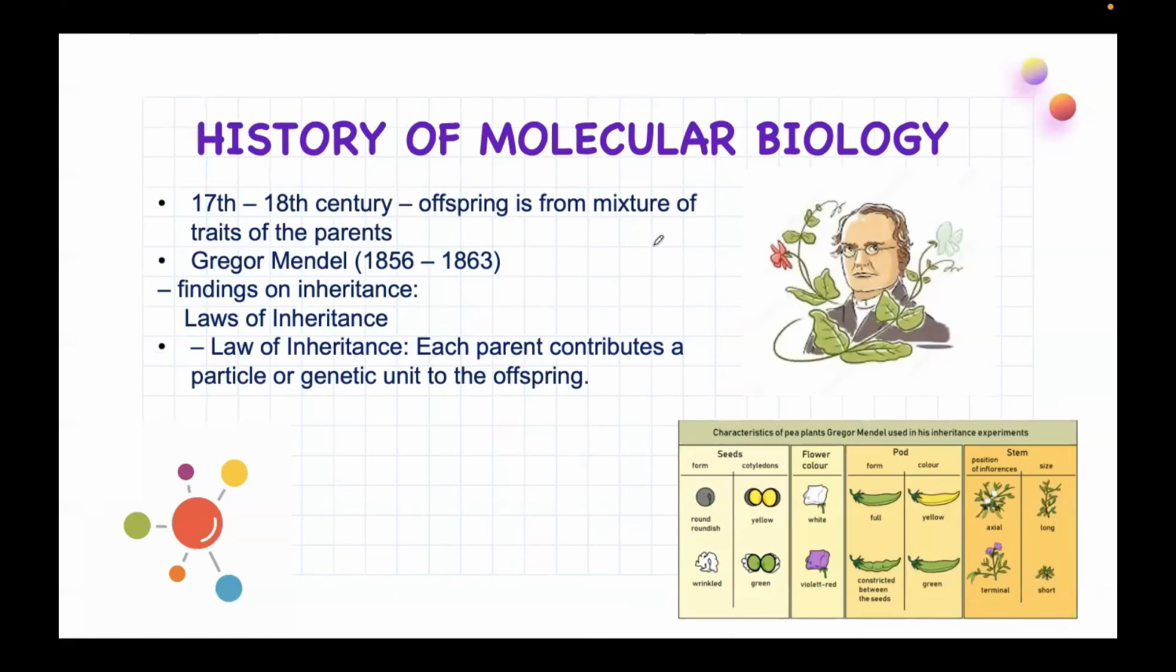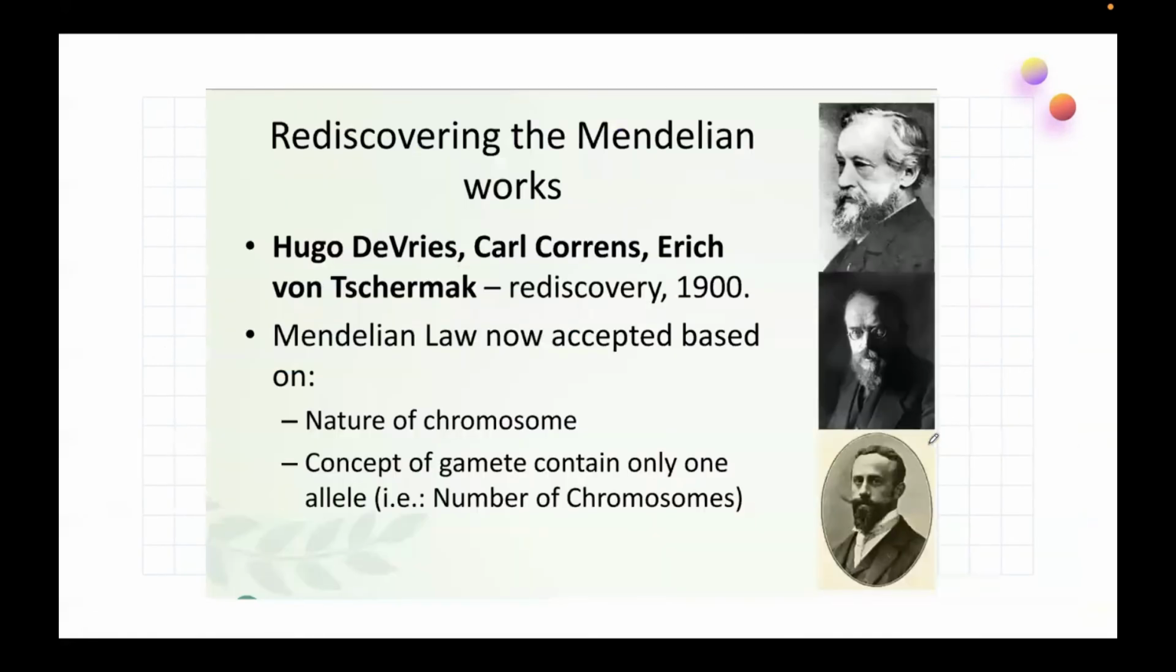During the 17th to 18th century, offspring was thought to be from a mixture of traits of the parents. It was Gregor Mendel, from 1856 to 1863, who found the laws of inheritance. Each parent contributes a particle or genetic unit to the offspring. So, na-discover na yon using yung pod. Okay? Parang gulay. Ano ba Tagalog ng pod? It was Gregor Mendel. Next.